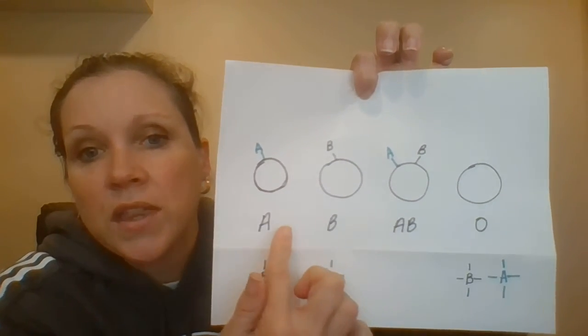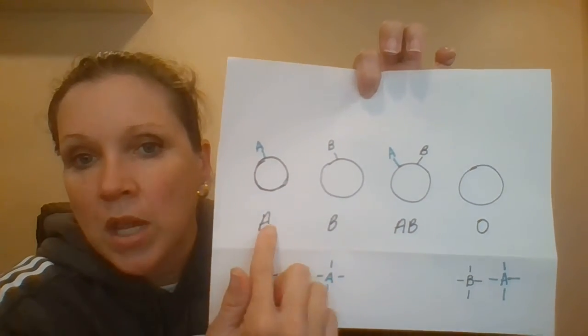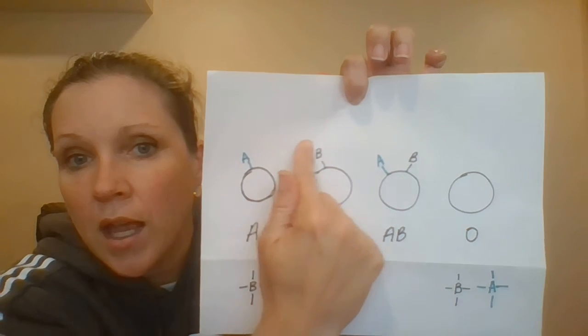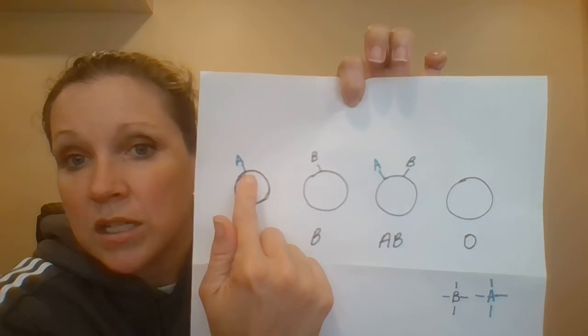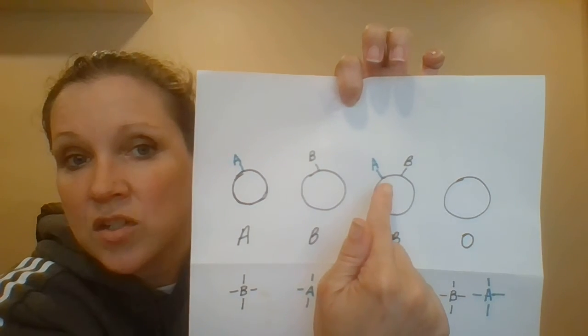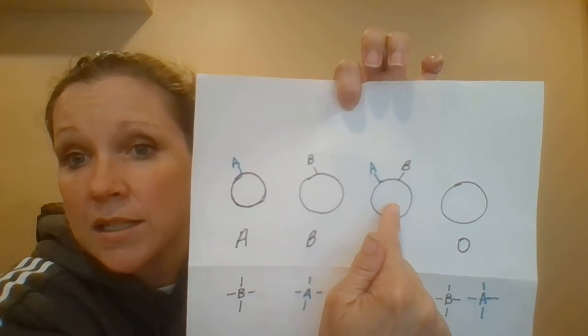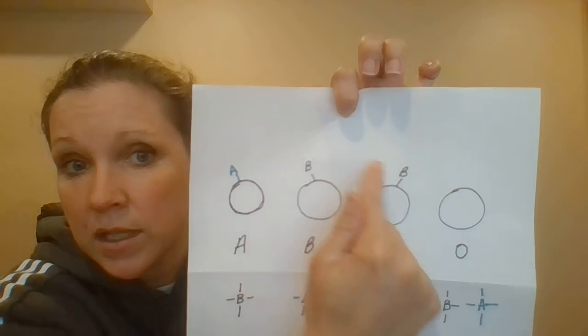So with a type A person, if we took type A and put it into an AB person, we have an A antigen here, we have an A antigen here. They would recognize that A antigen, and that would be successful.